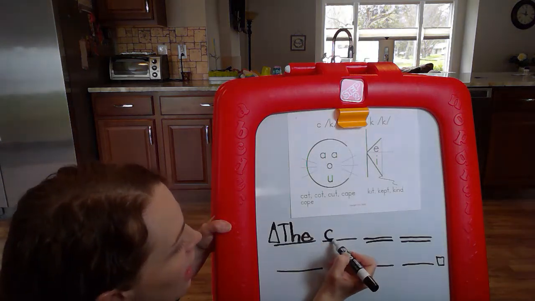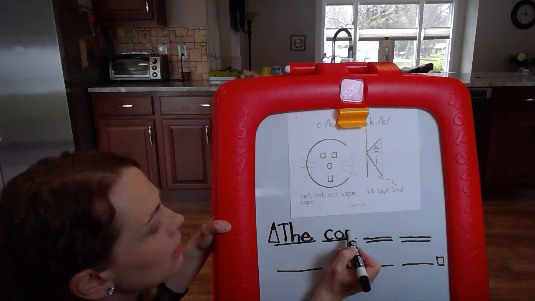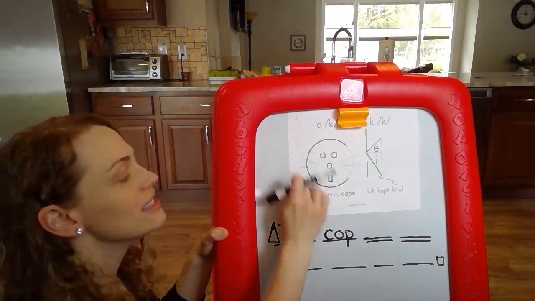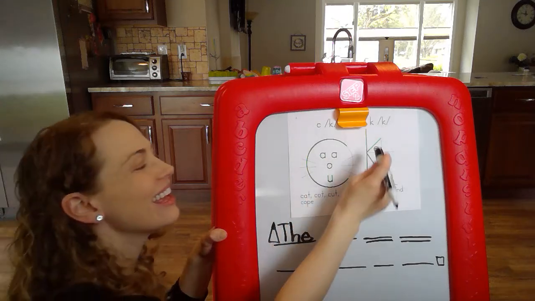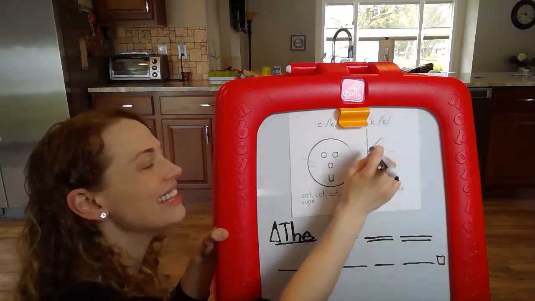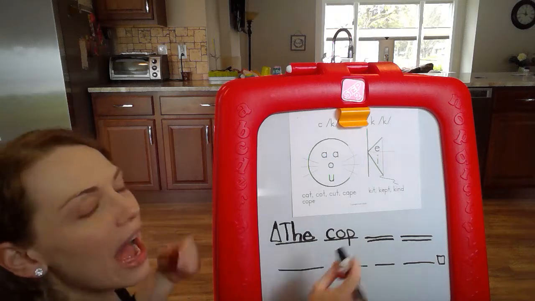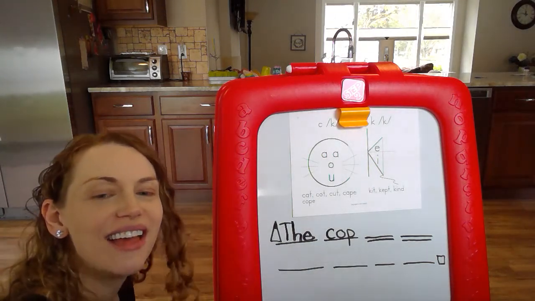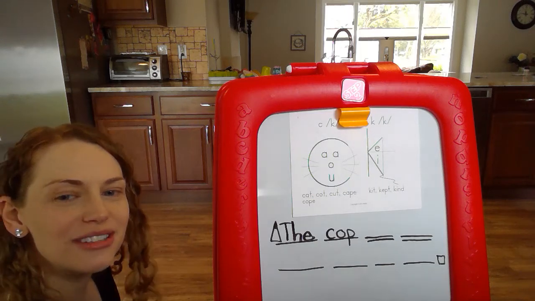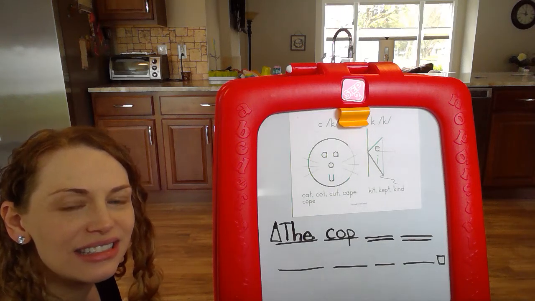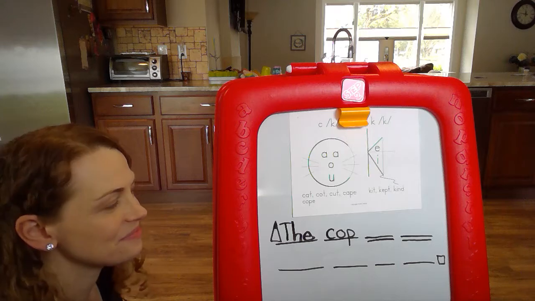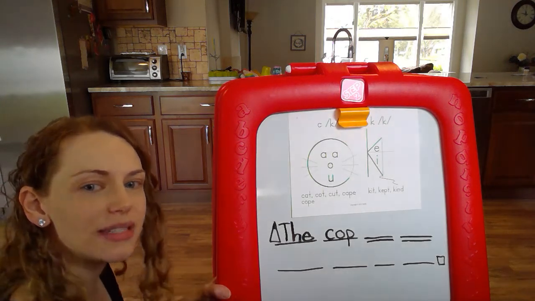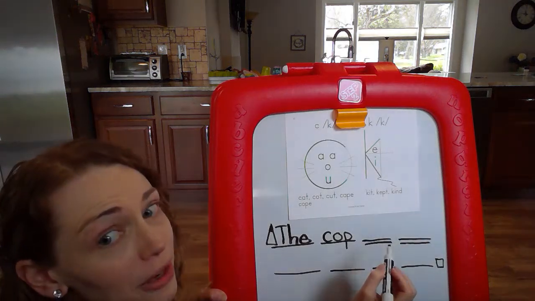The cop. I knew it was a C because C goes with O. C takes A-O-N-U. K takes the other two, E-I. The cop and the. Go ahead and do and the. Those are both sight words that we know. And the. If you need more time to write those, please hit pause. Then restart when you're ready.